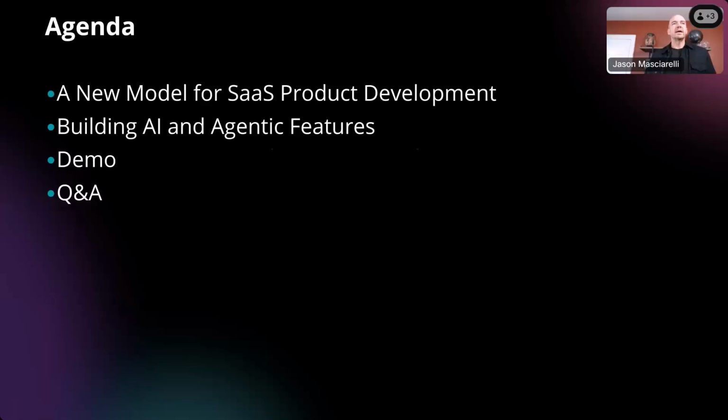And so with that, I'll talk a little bit about Launchpad as a new model for SaaS product development. For folks who've already been on, it's a little bit new content, but also a little bit of a rehash. Then we'll get right into building AI and agentic features with Frank, and then into a demo, and then Q&A. And just like we always do, feel free to drop comments and questions into the chat, and we'll take those at the end.